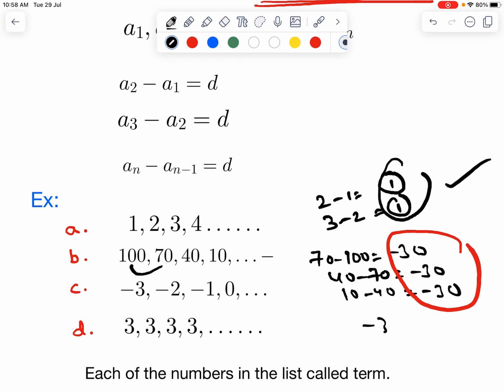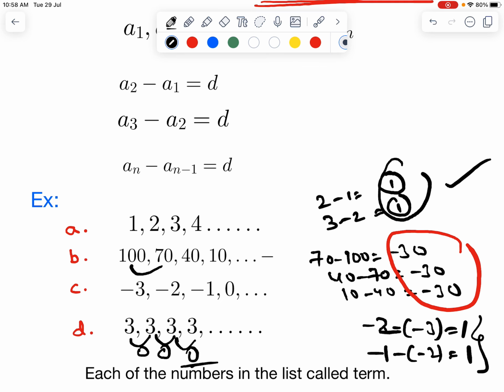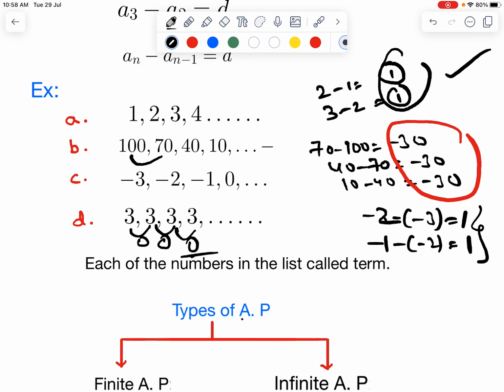And minus 2 minus of minus 3, that is equal to 1. Minus 1 minus of minus 2, that is equal to 1. Therefore the constant is the same. Here you can observe 3 minus 3, 0. 3 minus 3, 0. Therefore the constant is the same. Each one in the list is called a term.